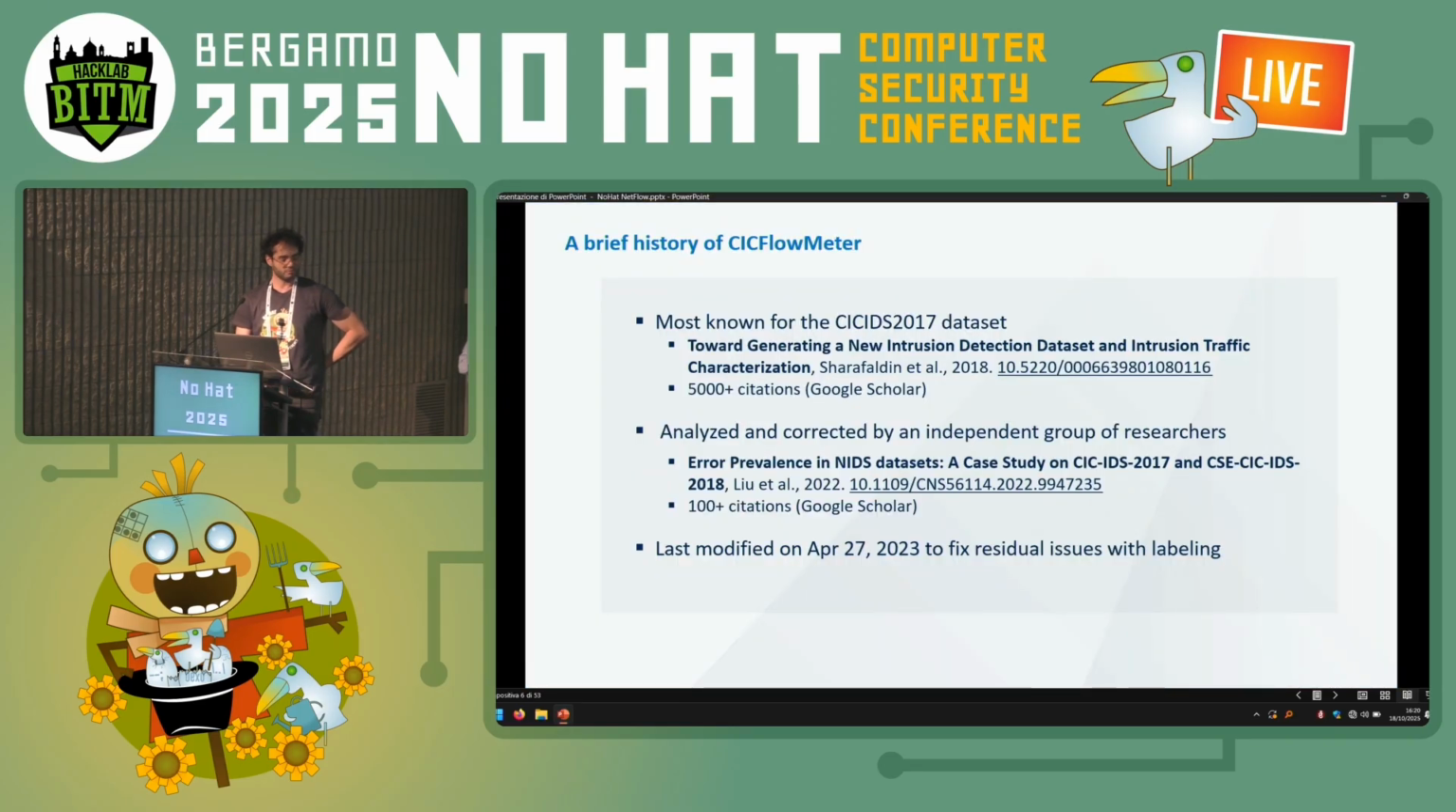So, as I said, we will be working with CIC-FlowMeter. It was initially released in 2018 alongside the CIC-IDS 2017 dataset. This dataset is very popular because it's widely used as a benchmark for machine learning models exactly for this purpose. CIC-FlowMeter was later analyzed and corrected by an independent group of researchers with this paper, which is called Error Prevalence in NIDS datasets, where they found a number of issues both in the dataset and the tool itself, and released an updated version on GitHub, which kept on receiving updates until 2023. This updated version is the one we used as a base for our work.